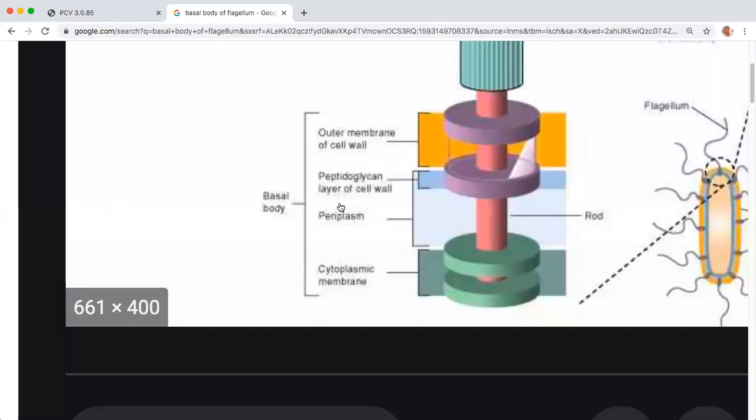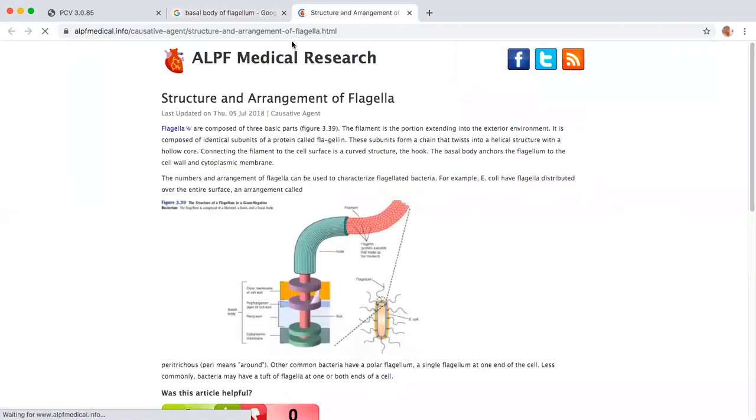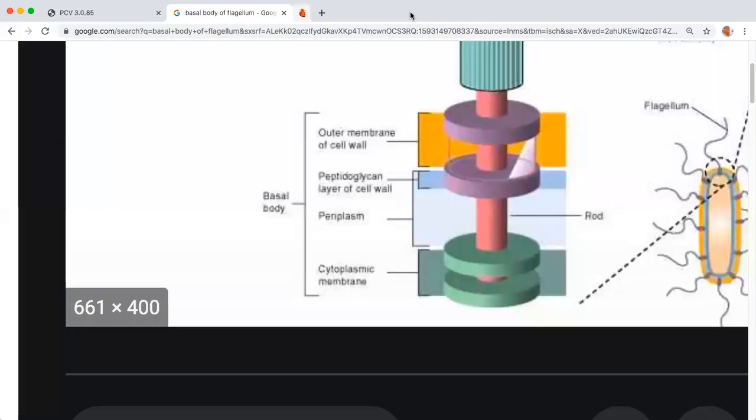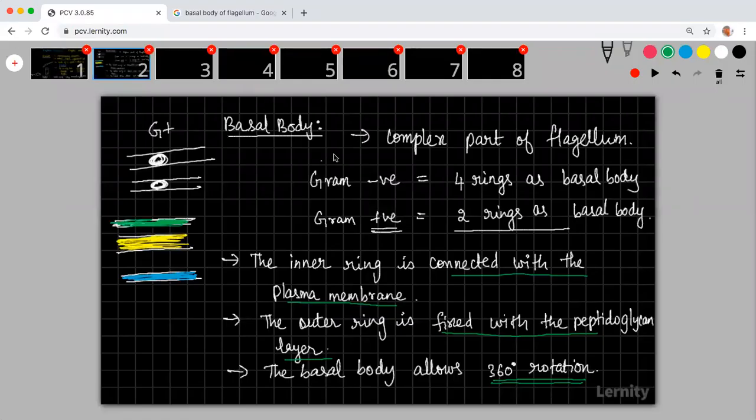No, it does not move by whipping or somersault movement. It will move only by rotational movement. It will give a rotor movement. The movement of flagella in prokaryotes is basically through propeller movement, like how your propeller is moving. It will be moving in a circular way.